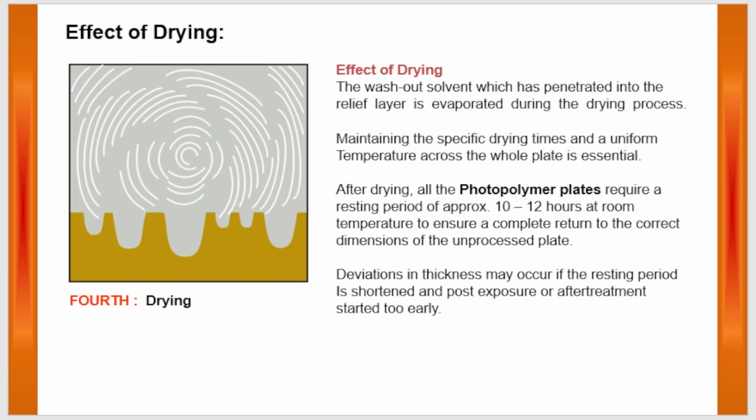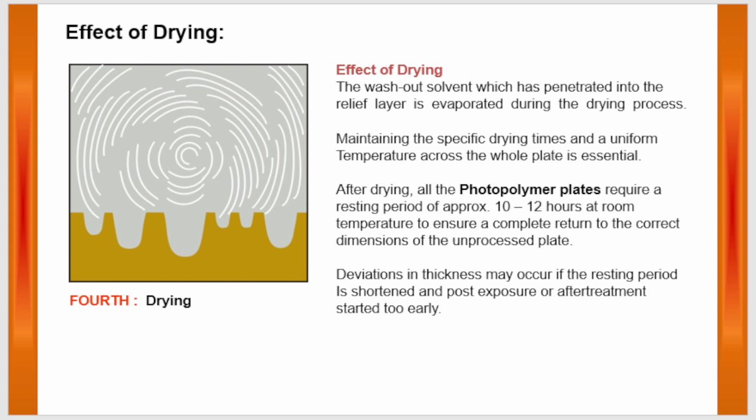Now, the next step is effects of drying. When you wash out the plate, the solvent remains on the plate. It has to be dried. The washout solvent which has penetrated into the relief layer is evaporated during the drying process. Maintaining the specific drying times and a uniform temperature across the whole plate is essential. After drying, the photopolymer plates require a resting period of approximately 10 to 12 hours at room temperature to ensure a complete return to the correct dimension of the unprocessed plate.